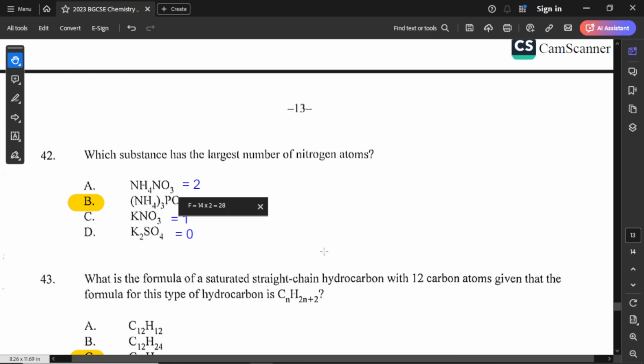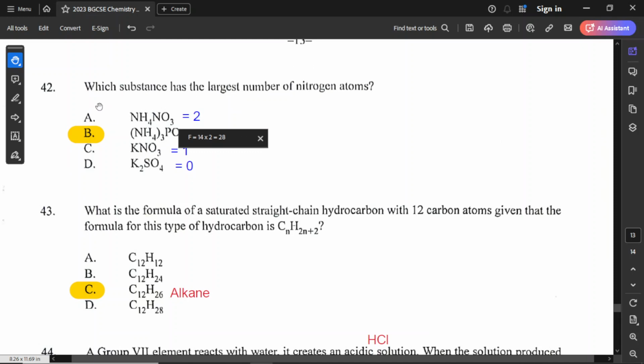For potassium nitrate, we only have 1, and for potassium sulfate, there's none. So therefore, B is the correct answer. So 3 versus 2.